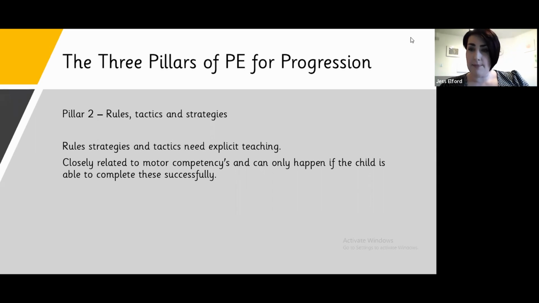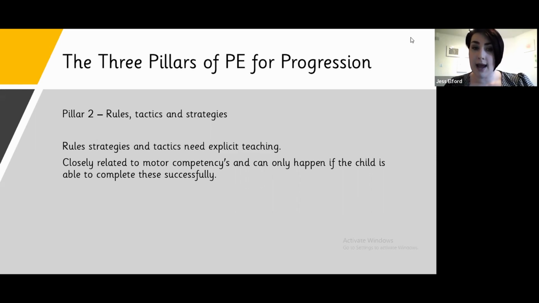The second area for progression is to ensure there are rules, tactics and strategies. Now, these have to be taught explicitly to children. It depends on the sport, it depends on the context as to what these strategies and rules look like. They are different between different concepts, which again, if you've got a really broad curriculum with a huge variety in it, is going to be very, very complex for these children, because rules do not apply exactly the same in all sports, okay? This is very, very closely linked to their motor competency.